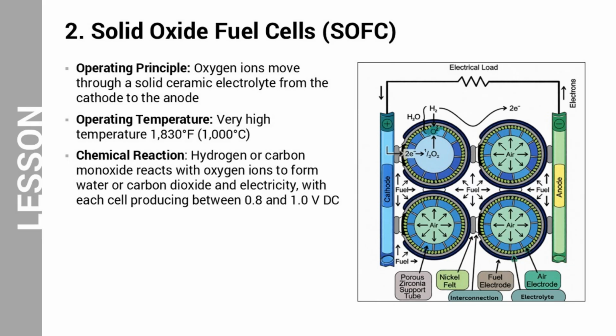Solid oxide fuel cells operate by transporting oxygen ions through a specialized ceramic electrolyte. Oxygen ions travel from one side of the cell, the cathode, to the other, the anode. These fuel cells require extremely high temperatures to function properly, operating at around 1,830 degrees Fahrenheit, 1,000 degrees Celsius. Inside the cell, a chemical reaction occurs where hydrogen or carbon monoxide combines with oxygen ions. This reaction produces water or carbon dioxide as byproducts and generates electricity simultaneously. Each fuel cell generates a small amount of electricity, typically between 0.8 and 1.0 volts of direct current.